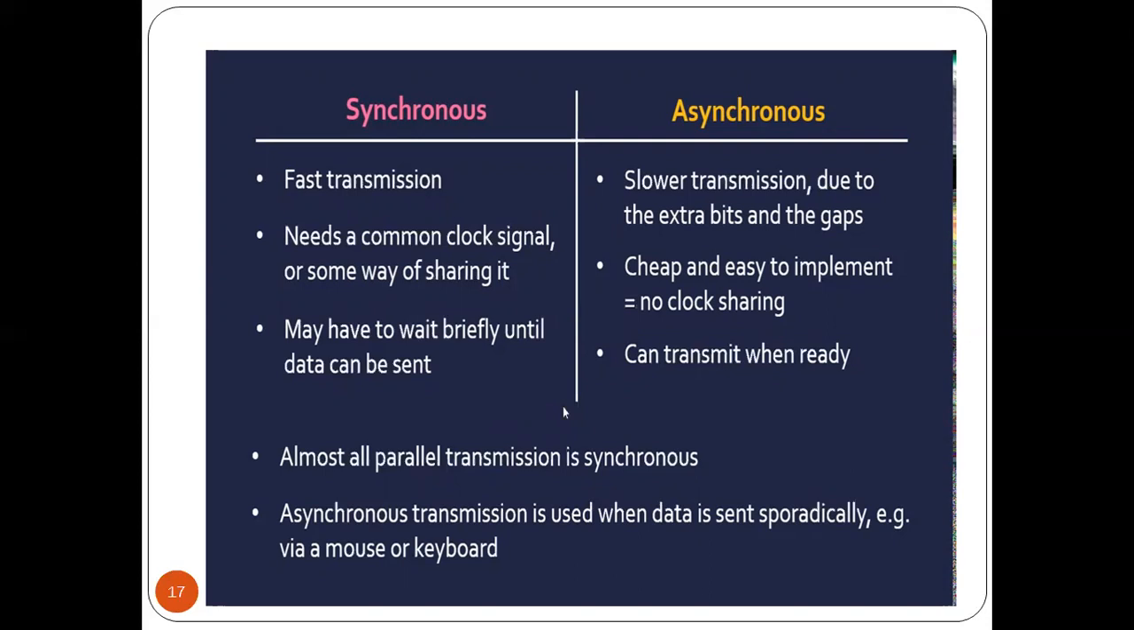In case of synchronous, the CPU has to wait until the data can be sent. And in asynchronous, there is a scheme of handshaking. When the device is ready, it informs the microprocessor that it is ready, and then the data transfer starts. So in case of asynchronous, the CPU need not wait; the device sends a signal when it is ready. All parallel transmissions are synchronous. Asynchronous transmission is used when data is sent, maybe through a mouse or keyboard.